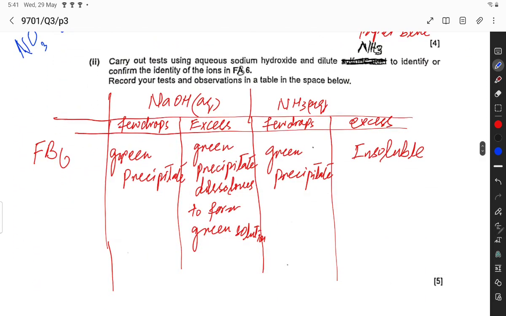Carry out tests using aqueous sodium hydroxide and aqueous ammonia to confirm the identity of the ions in FB6. Record your tests and observations in the table in the space below. For FB6, when we add a few drops of sodium hydroxide, green precipitates are formed, and in excess sodium hydroxide the green precipitate dissolves to form a green solution. When we add ammonia solution in a separate test tube, green precipitates are formed which remain insoluble in excess ammonia solution. It means FB6 contains chromium ions.